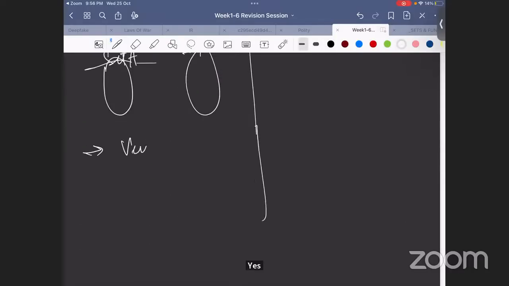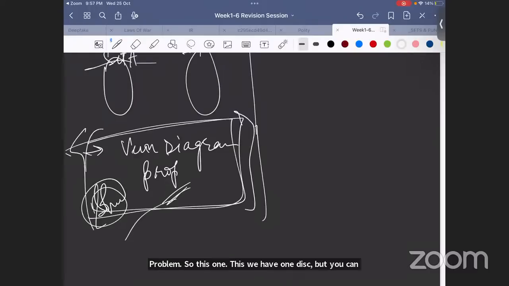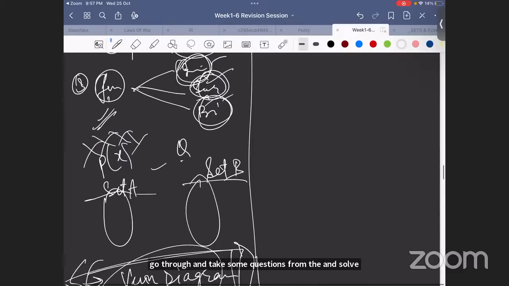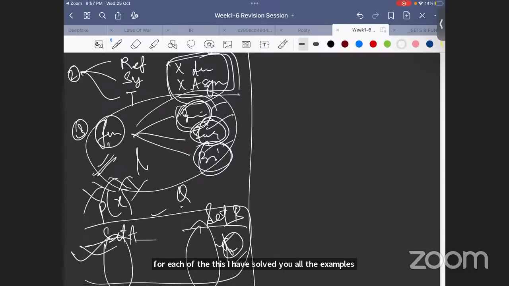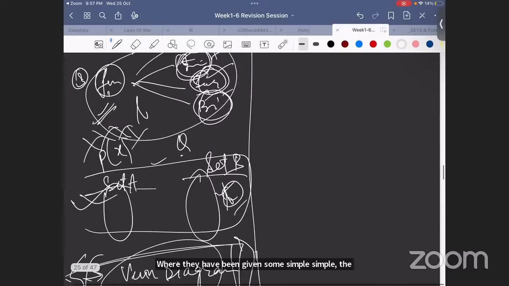And one more thing, Venn diagram problems. Solve this one. This we haven't discussed, but you can go through and take some questions and solve them. For the 4-5 topics I told you, I have solved all the examples for each of them. Go through the examples again. We have also solved some questions where simple equations are given. Otherwise you will make mistakes in the exam. So at least you should be aware of those questions.